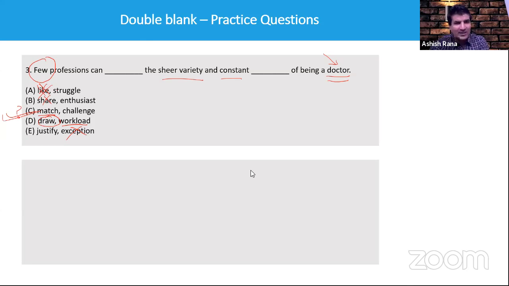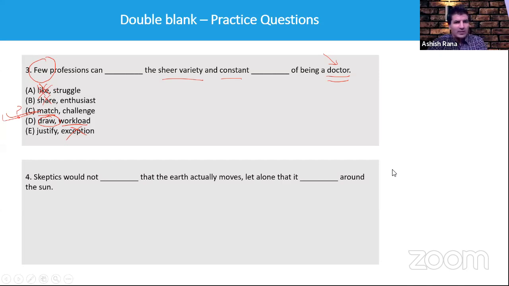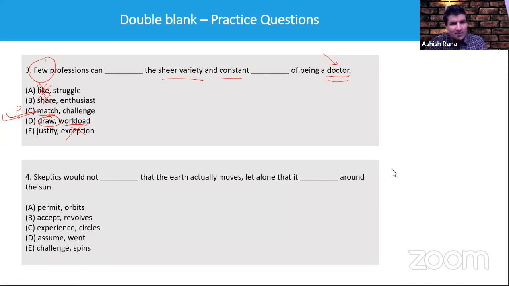Okay, so let's do the next question. Skeptics would not dash that the earth actually moves, let alone that it dash around the sun. So what it does around the sun, you tell me. Here you will be able to mostly do it. I would say two, three keywords are there here. One is that the earth dashes around the sun.